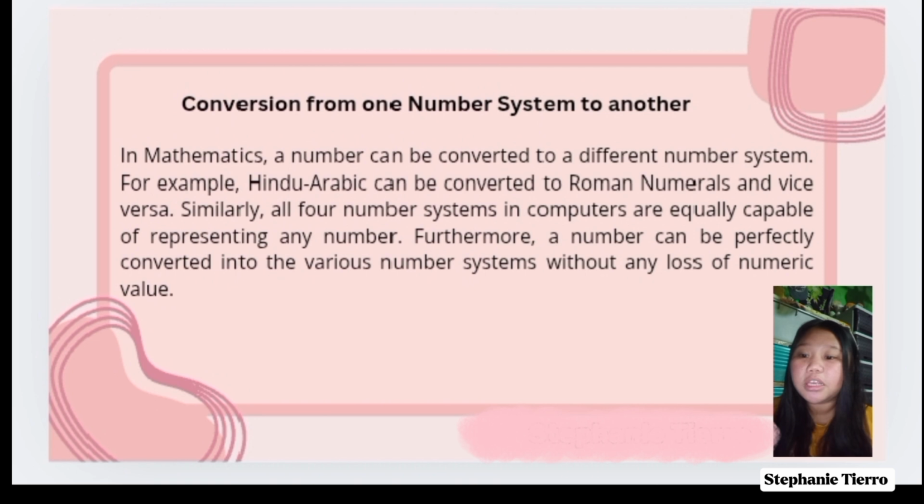Computers are equally capable of representing any number. Furthermore, a number can be perfectly converted into the various number systems without any loss of numeric value. It's like translating the meaning of a number from one language to another. So we find the equivalent representation of the number in the new system. So I'll be giving you an example.